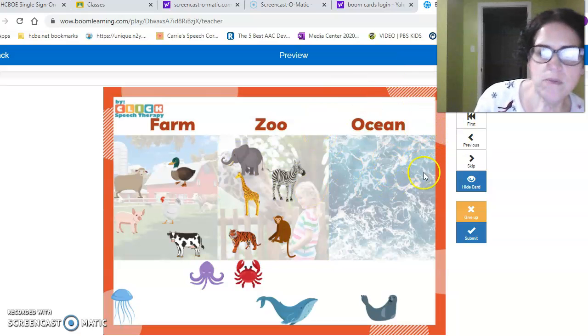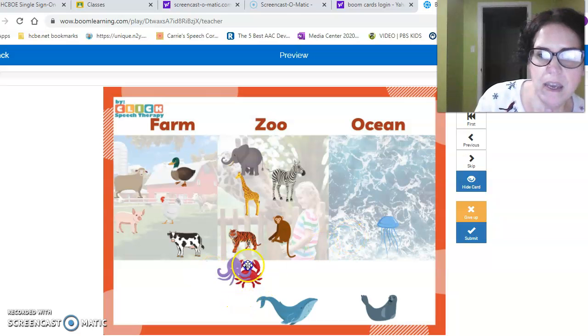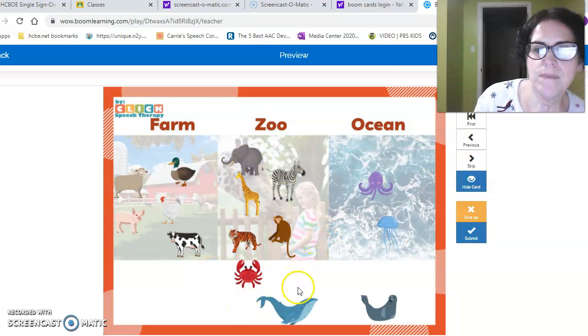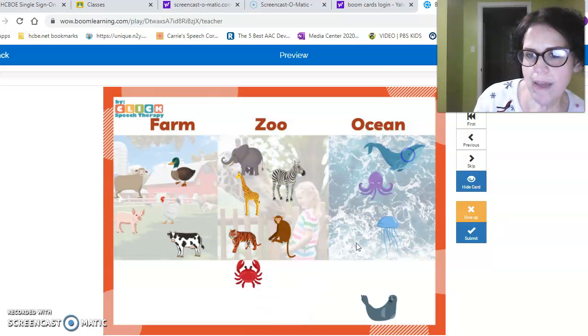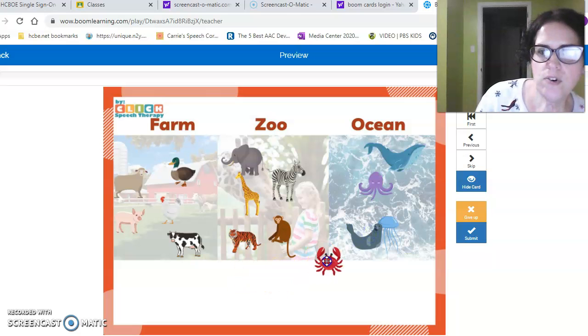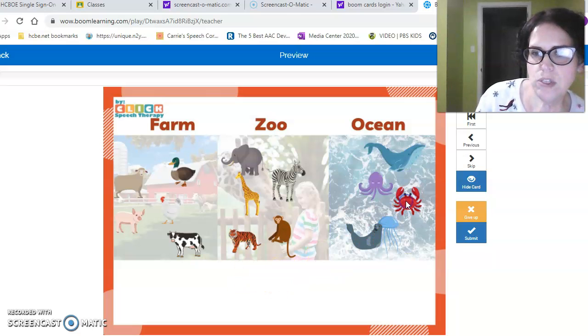So the last place we're going to look at is the ocean. And all of these animals you'll find in the ocean. There's a jellyfish, an octopus, a whale, that looks like a whale, and a seal. Oh, and we forgot one, and a crab. Crabs live by the ocean too.